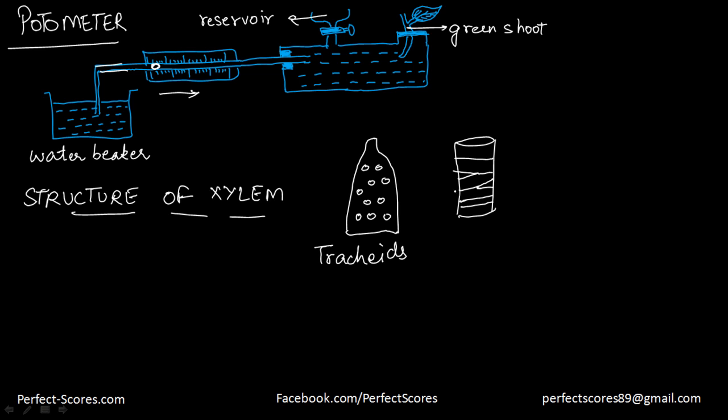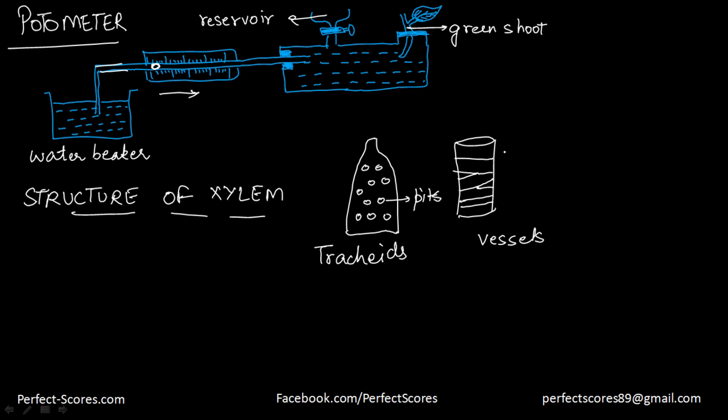And these openings that you can see, these are pits. These are modified openings and they help to allow water movement between the cells. And one more thing, tracheids are hollow from inside. They do not carry any cytoplasm. And the second kind is vessels.